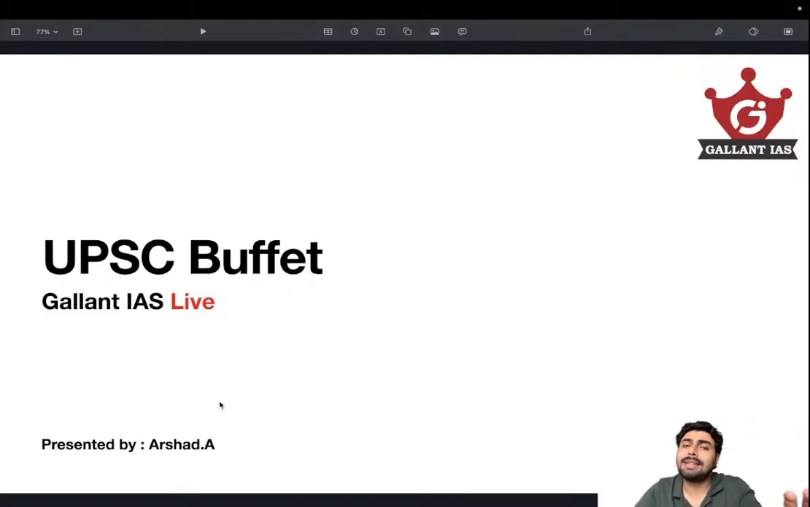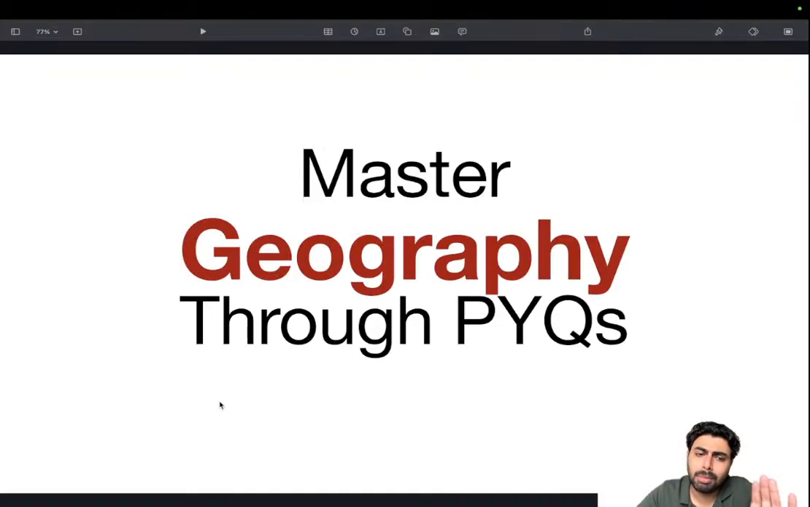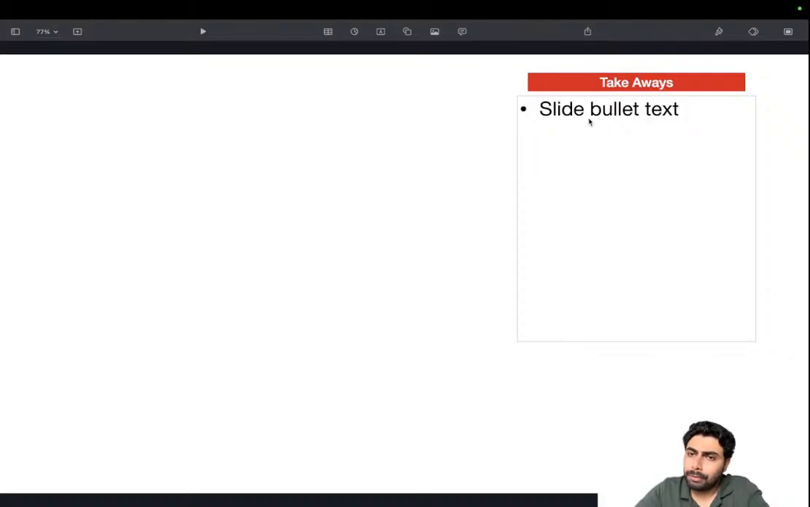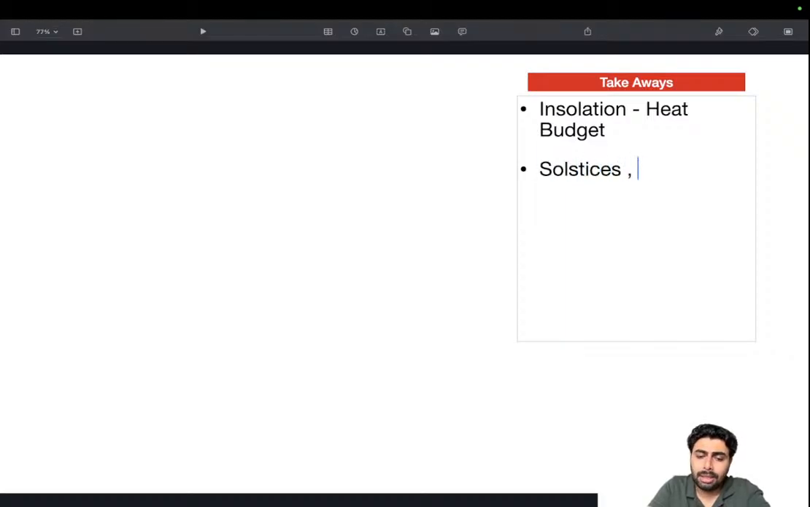But there is a clear-cut repetitive theme when it comes to geography, because there are a few areas where the themes are very clearly repeated. I'll tell you that right away so that you can have an idea. That is insolation or solar budget, heat budget. That's a very repeated theme. Again, the solstices and equinox. These are the major areas that have been repeatedly asked.